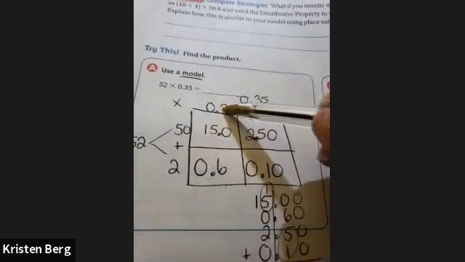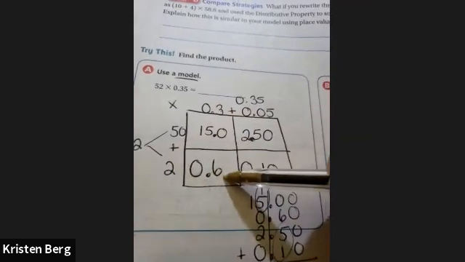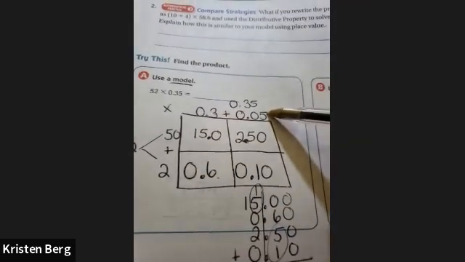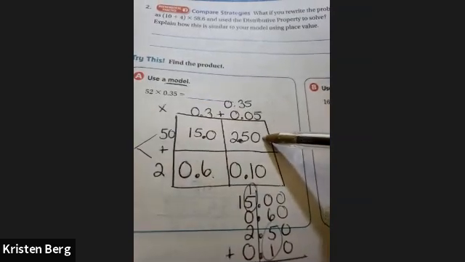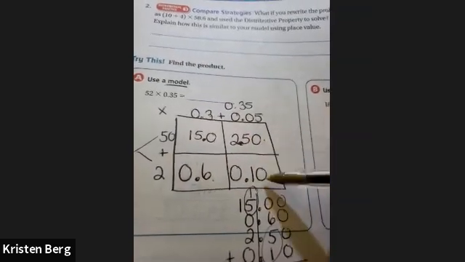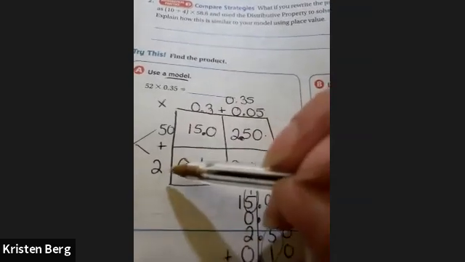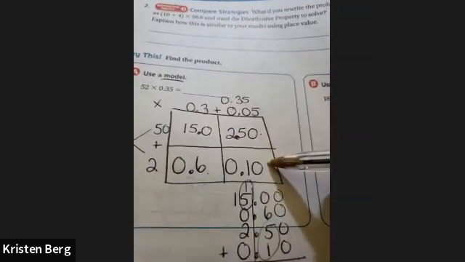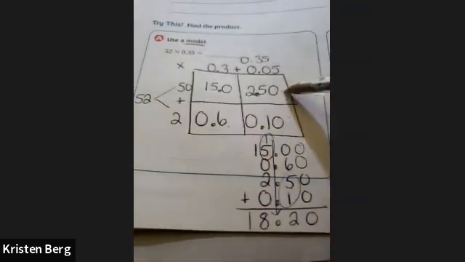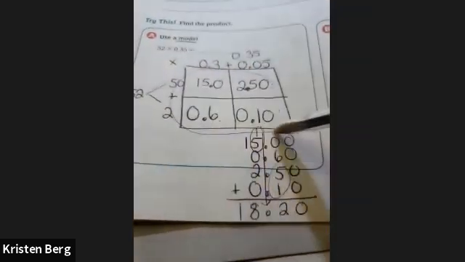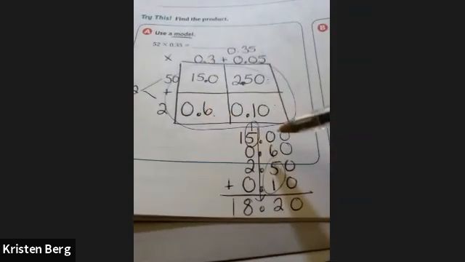And then if you did 3/10 times 2, that would be 6/10. Then 5/100 times 50 is $2.50. And then here, 5/100 times 2 would have been 10/100. So what you needed to do after that is take everything on the inside and add them all up.